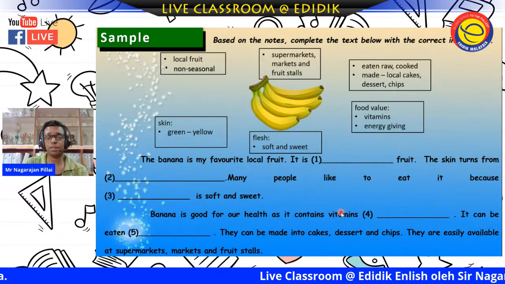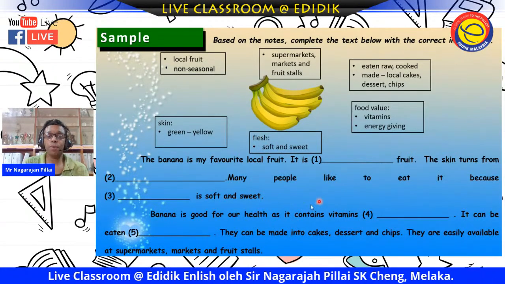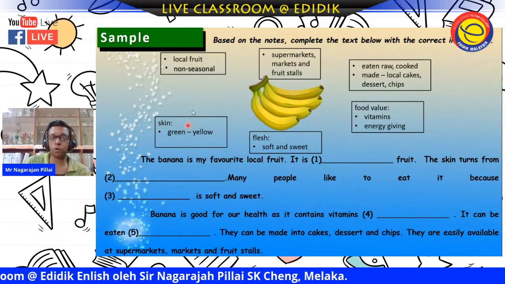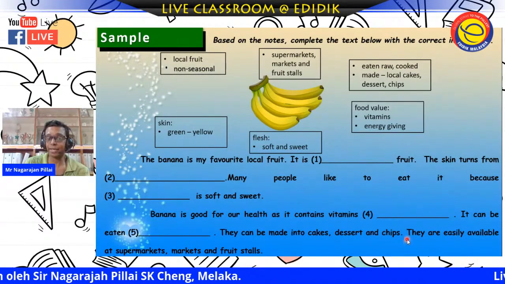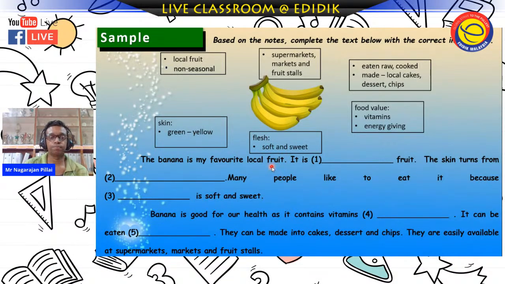Now, when you have read the whole sentences, you might realize some of the words from these boxes are in the text, right? For example, local fruit. You can find it here in box number 1. So what do I always advise my kids? When you see some of the words have been used, they are in the stimulus and they are in the passage.